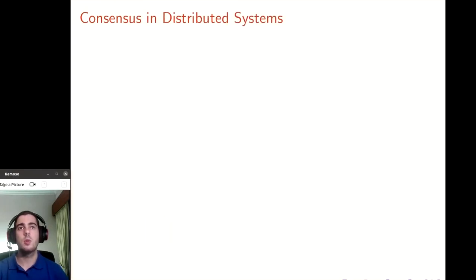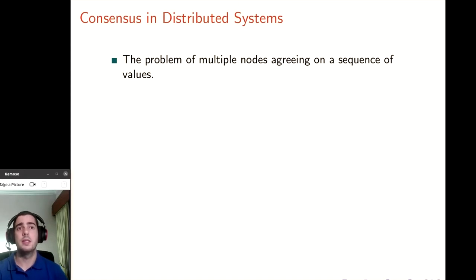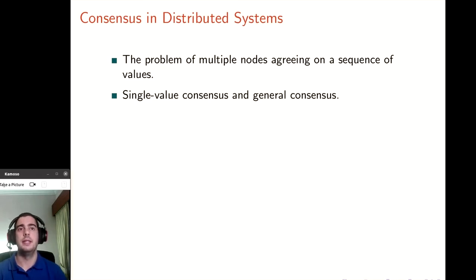So, what is the problem of distributed consensus? Distributed consensus can be defined as a problem of multiple nodes agreeing on a sequence of values. Normally, this is the definition of the general consensus problem, and there is also a single value consensus problem. In single value consensus, we only require that the nodes agree on a single value. Then the general consensus can be obtained by multiple executions of the single value consensus. So if we can solve the single value consensus, we can solve the general consensus problem.